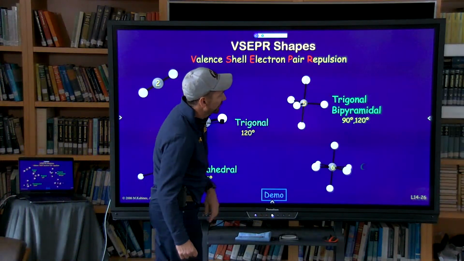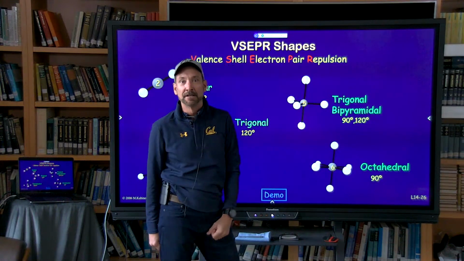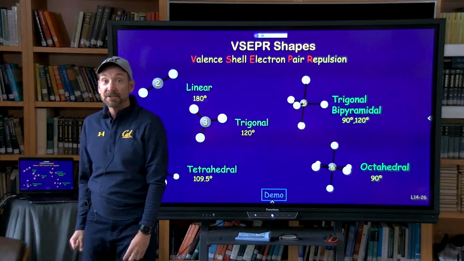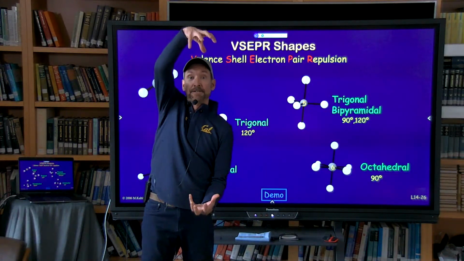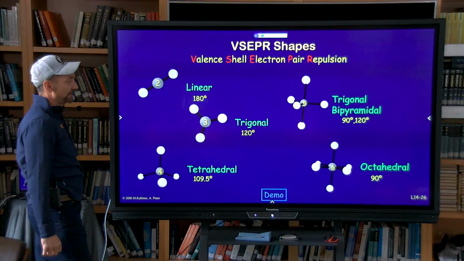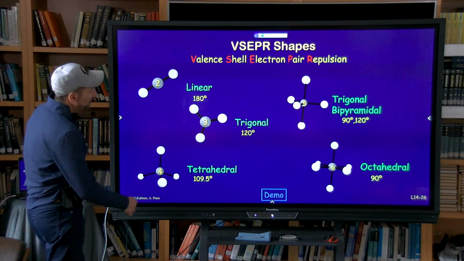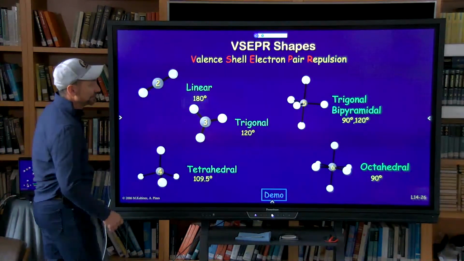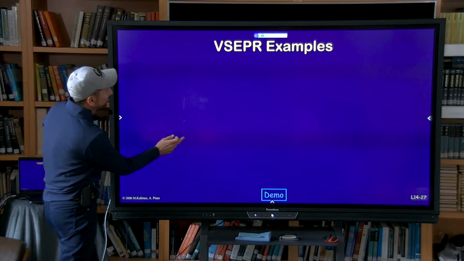There's 2 bond angles here. I go to octahedral, 6 things, and all the bond angles are 90 degrees again. There's 4 things in a plane, and 1 on top and bottom. All the bond angles are 90 degrees. So we can look at this in a little more detail, it's better to have some models here.